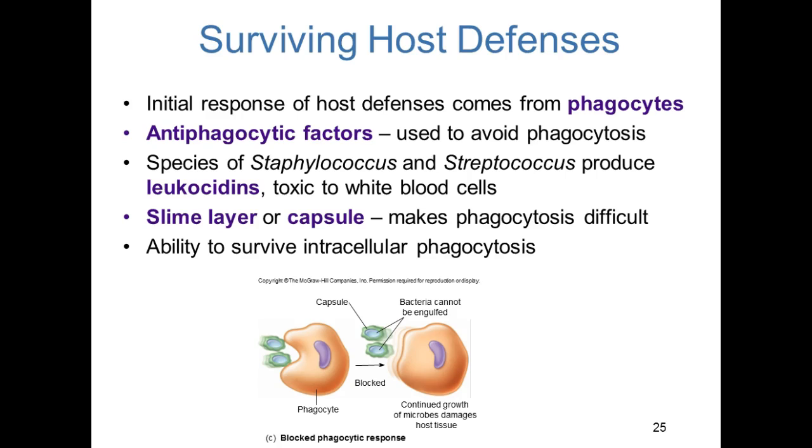In lab today you saw Klebsiella pneumoniae, and it has a nice thick capsule around it. That makes it difficult for white blood cells to engulf the microorganism because they're said to be slippery, so the white blood cell just sort of slides right off.